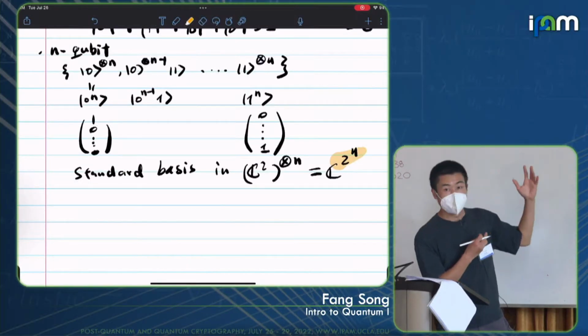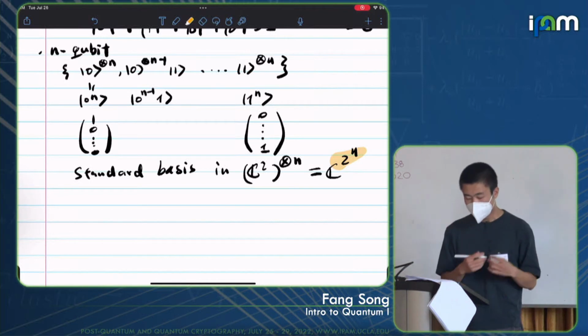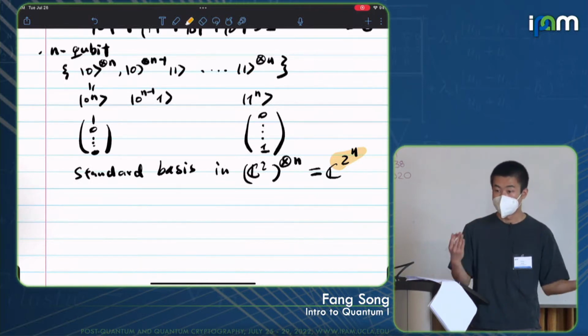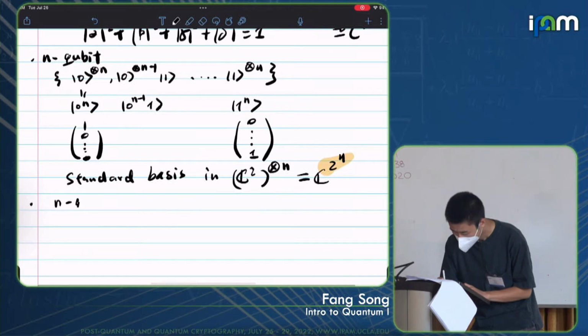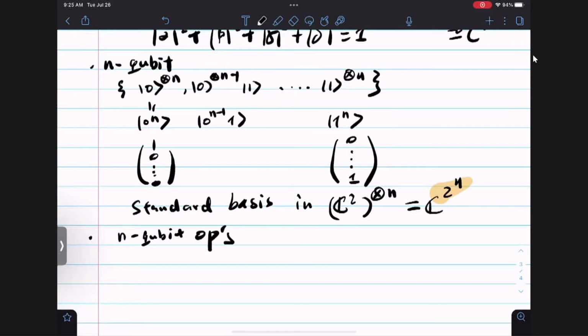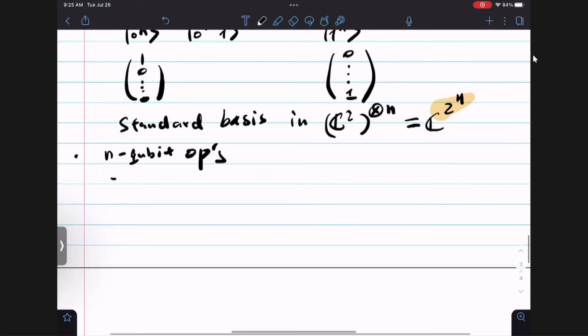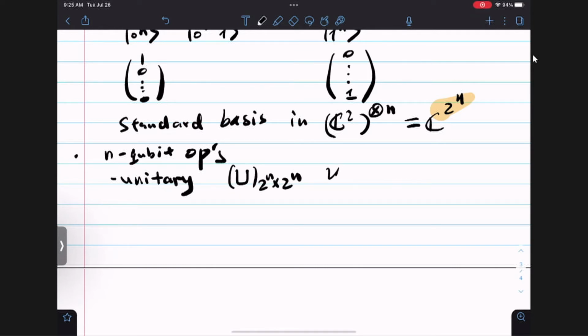All right, so now we have the description for n qubits. Now we want to talk about what kind of operations we can apply in general for n qubits. Well, they follow pretty much the same rule. So we'll have unitary operators on n qubits. So again, these unitary operators will have dimension 2 to the n times 2 to the n, such that the same condition holds. Okay, and then we can perform a measurement on n qubits.